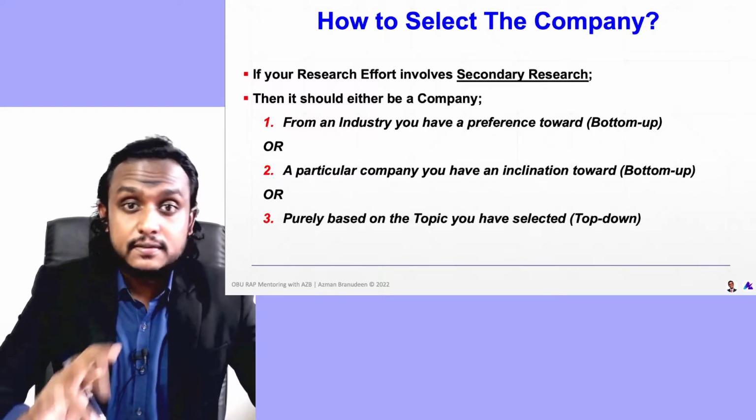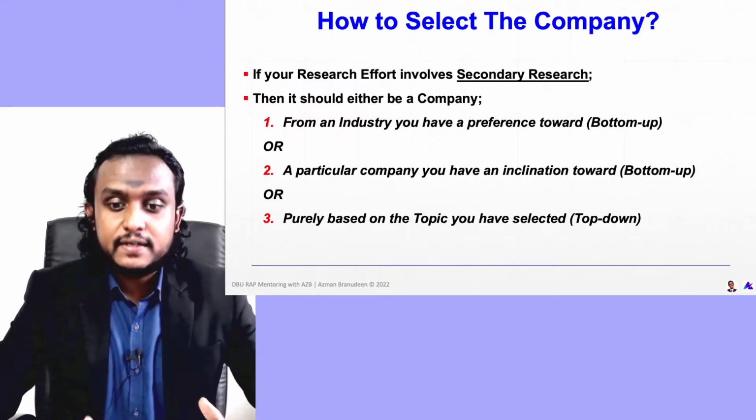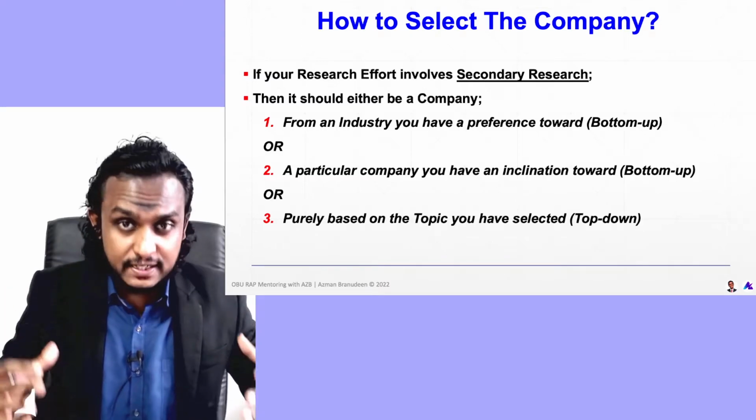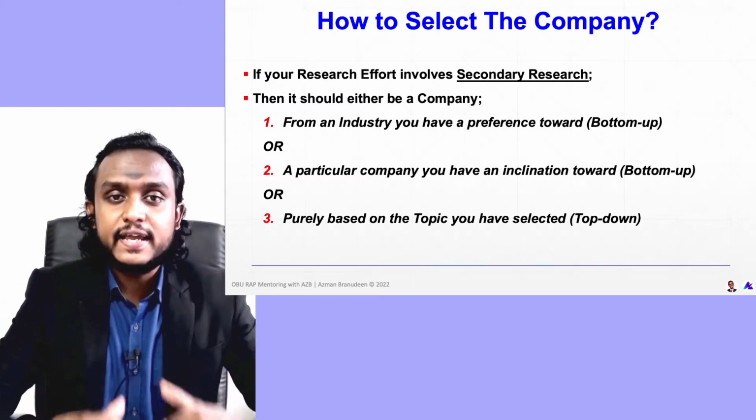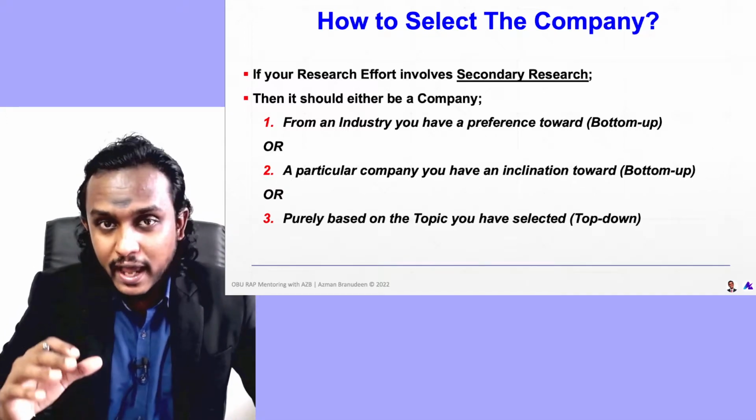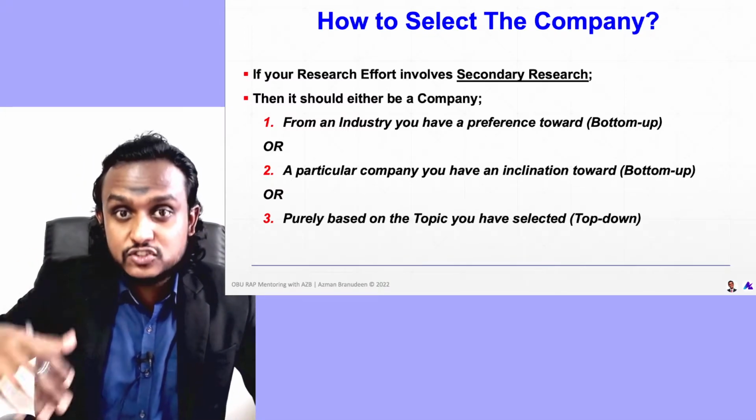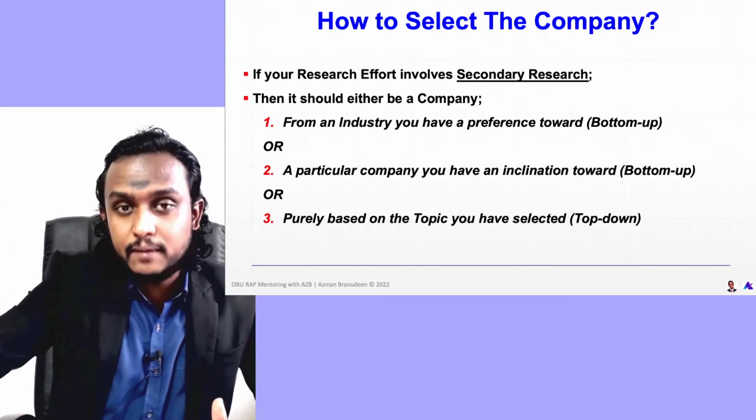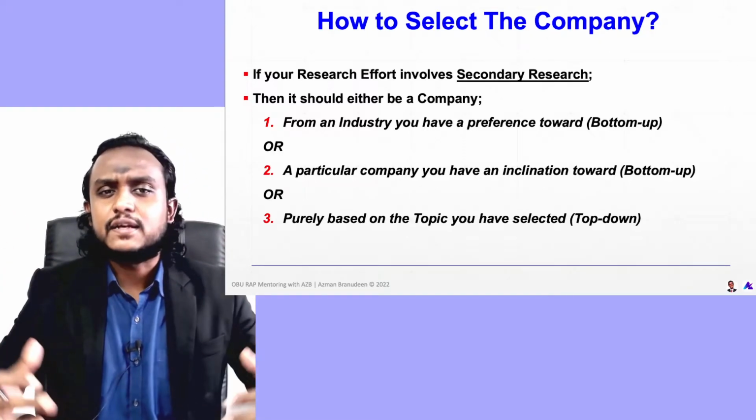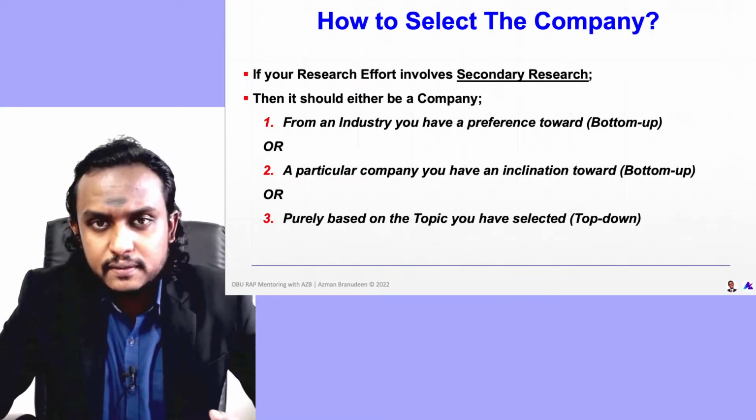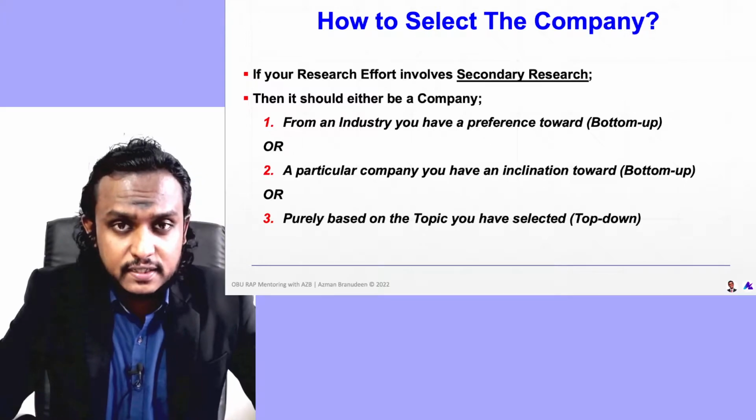The second scenario could be that you don't have a particular industry or industries in mind, but you directly have in your mind a company. So you don't have to have an extra step of analyzing an industry first and then looking at a company. You may have an inclination toward a particular company in regard to the topic that you have selected.